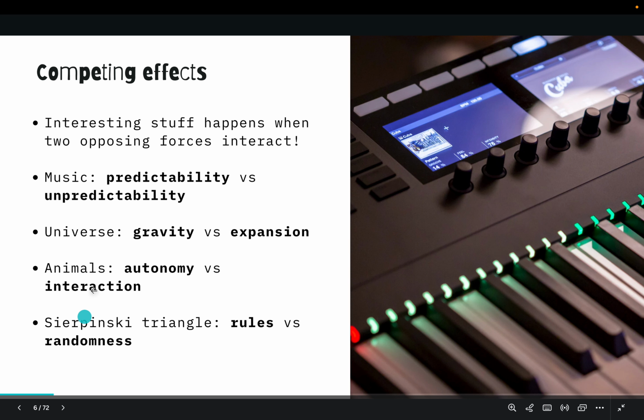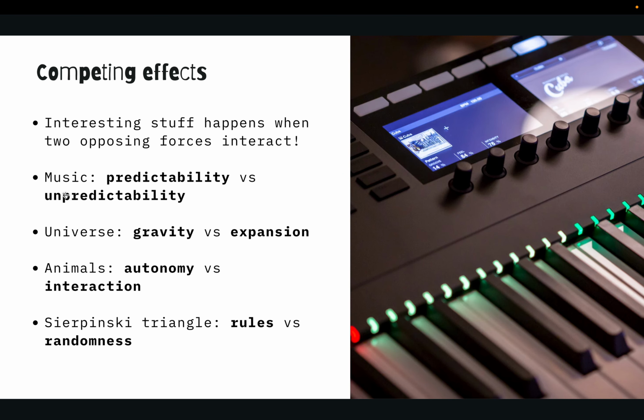Some less formal examples. Well, music: predictability versus unpredictability. So music, well, if I just do a periodic sound, for instance just every 2 seconds I beat the drum once, but there is no other music, no other melody, just a periodic sound, that's completely predictable, and that's not music, that's boring.